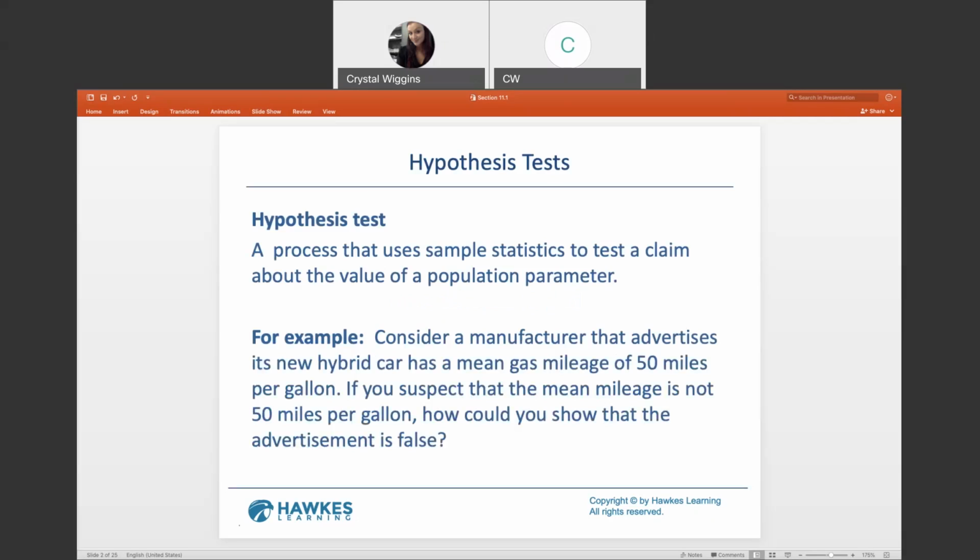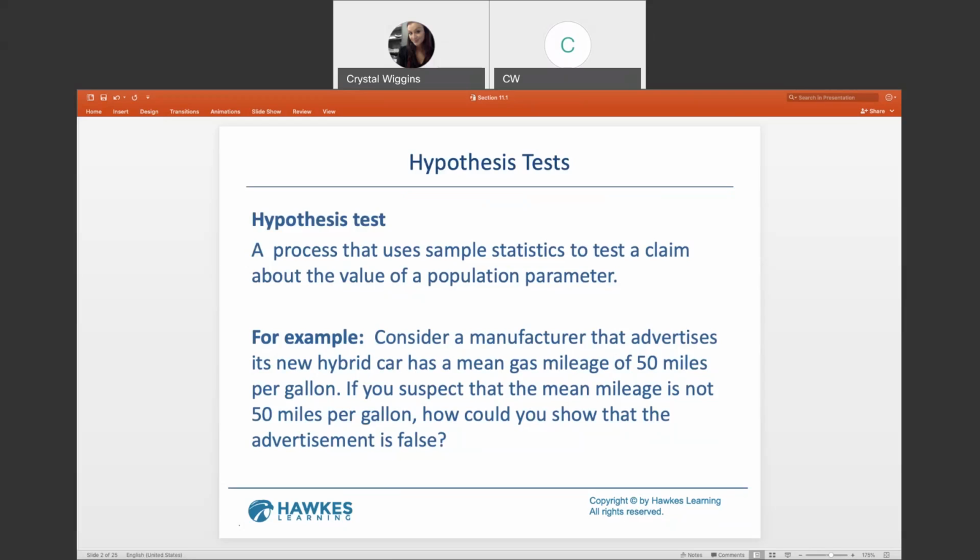So a hypothesis test is a process that uses sample statistics to test a claim about the value of a population parameter. For example, consider a manufacturer that advertises its new hybrid car has a mean gas mileage of 50 miles per gallon. If you suspect that the mean mileage is not 50 miles per gallon, how could you show that the advertisement is false?